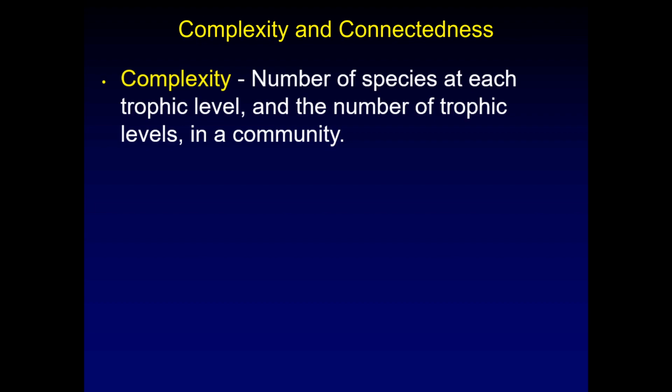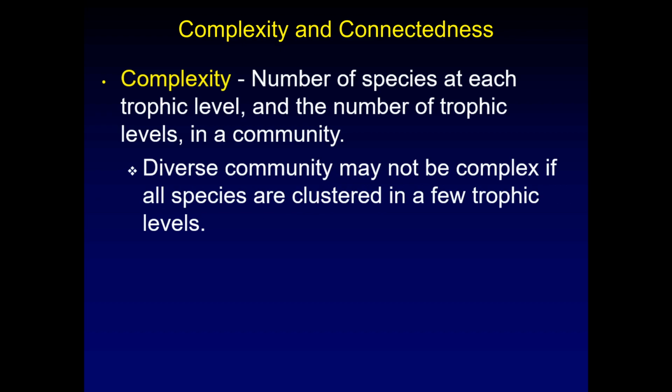So complexity and interconnectedness, that's a word for you for today. Complexity is the number of species at each trophic level and the number of trophic levels. So community diversity may or may not be complex if all species are clustered within a few trophic levels. Going back to the example of the birds, there were 5 birds, 5 trophic levels. That would have a different complexity than if you were to look at, say, a larger range forest.